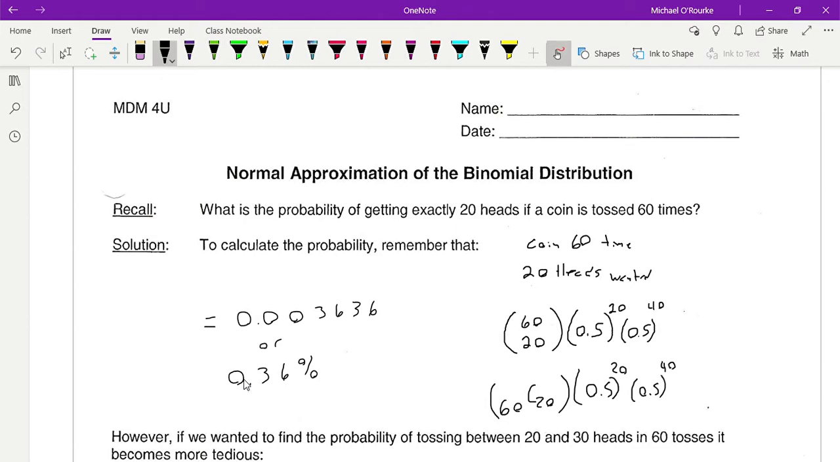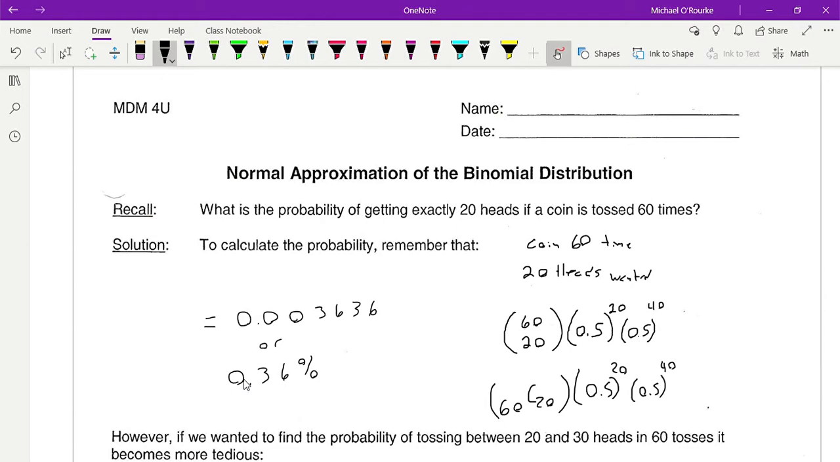Now, what if they want the probability between 20 and 30? The long way I could do that is to do that equation for 20, 21, 22, 23, 24, 25, 26, all the way to 30, then add all those probabilities together. But we don't want to do that. So we're going to have a flashback to previous knowledge.